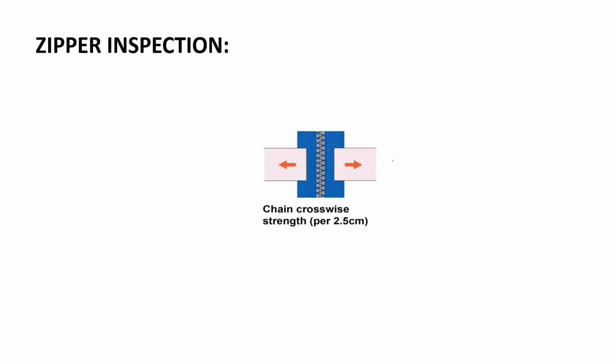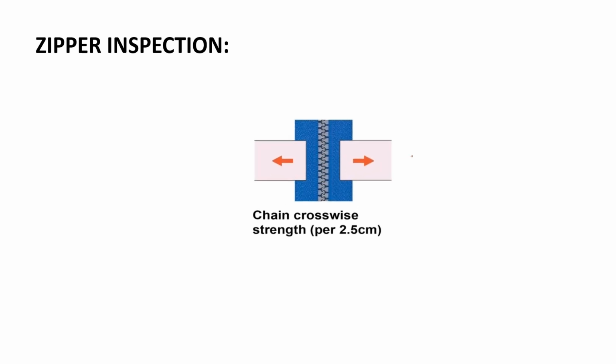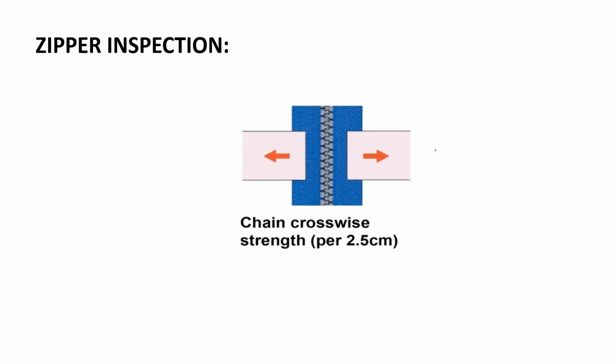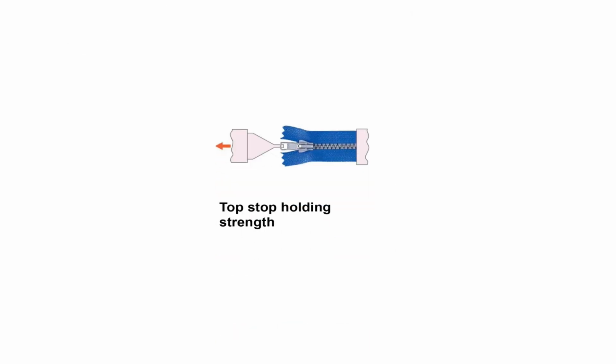The inspector must understand the meaning of chain crosswise strength of the zipper. This must be inspected, whether this chain crosswise strength meets what has been given by the buyer in the accessories testing. So those kind of parameters it must meet. If it is below that parameter, the inspector should not accept the quality of that particular zipper. So this is shown here, chain crosswise strength.